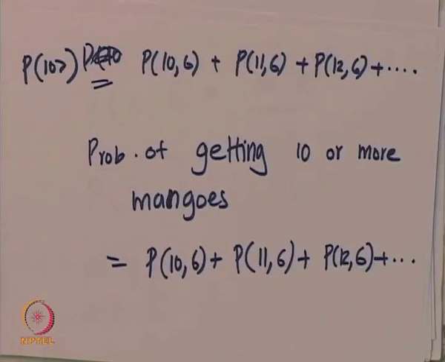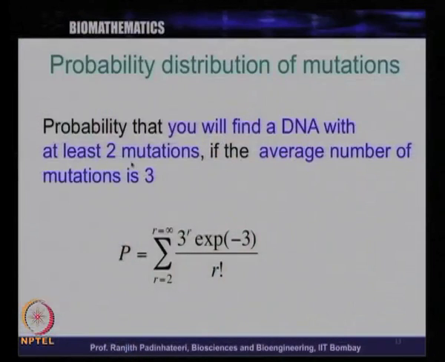You can extend this to mutations. You can ask the question, what is the probability that you will find a DNA with at least 2 mutations, if the average number of mutations is 3? The answer to that is this: p is equal to sum over r equal to 2 to infinity of 3 power r e power minus 3 by r factorial. So this is the answer.